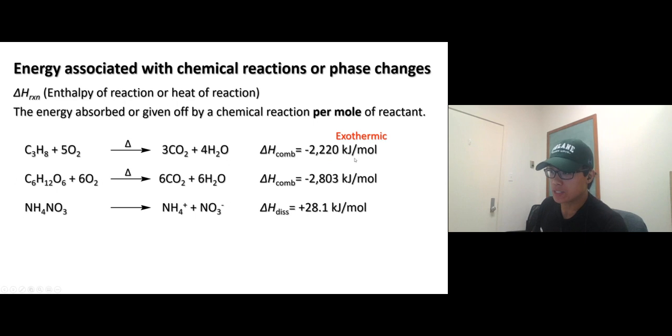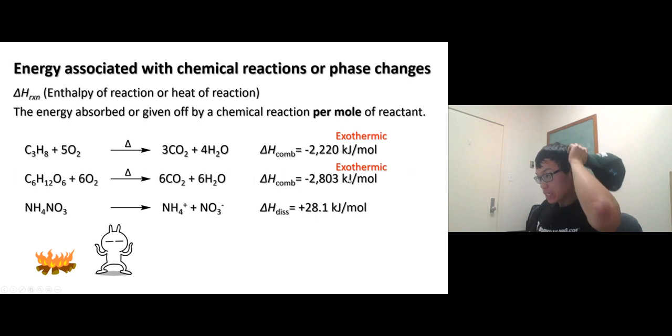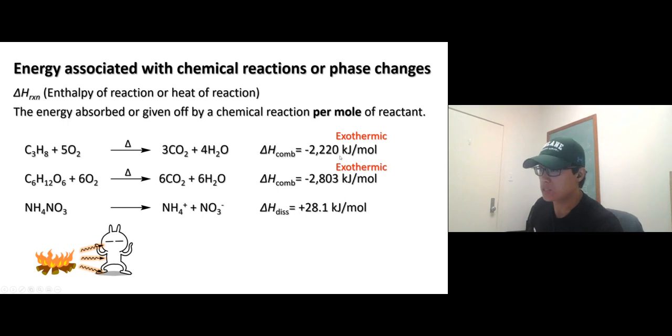That's an exothermic process. All right, glucose. Burn it, same thing, a combustion reaction. One mole of glucose produces that much energy. Which means that if you get closer to a combustion reaction, that's why you feel hot, right? This is our exothermic process.